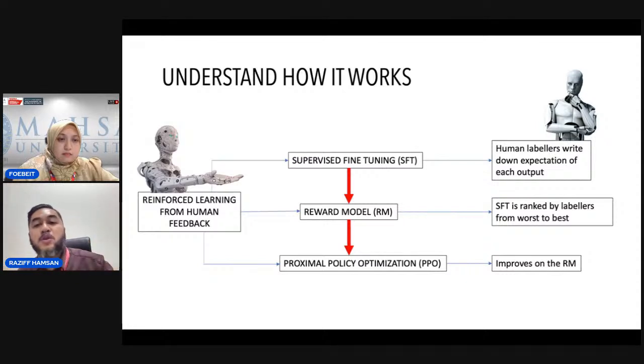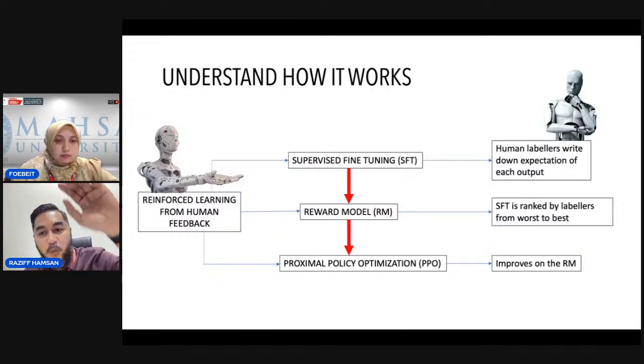Then we bring in a reward model, the RM. So for this reward model, we go back to the SFT just now, where we have a lot of human labelers putting out all the predictions, and then we rank them. So the SFT outputs are ranked by labelers from the worst all the way to the top, which is the best answer. That's why I gave you that example.